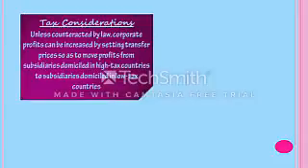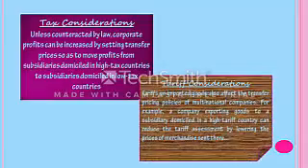Tax consideration. Unless counteracted by law, corporate profit can be increased by setting transfer prices so as to move profit from subsidiaries domiciled in high tax countries to subsidiaries domiciled in low tax countries. Tariff consideration. Tariffs on imports would also affect the transfer pricing policies of multinational companies. For example, a company exporting goods to a subsidiary domiciled in a high tariff country can reduce the tariff assessment by lowering the prices of merchandise sent there.